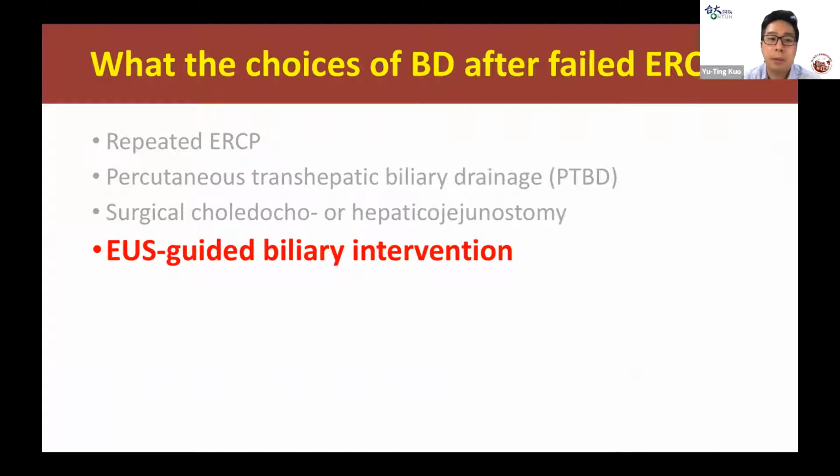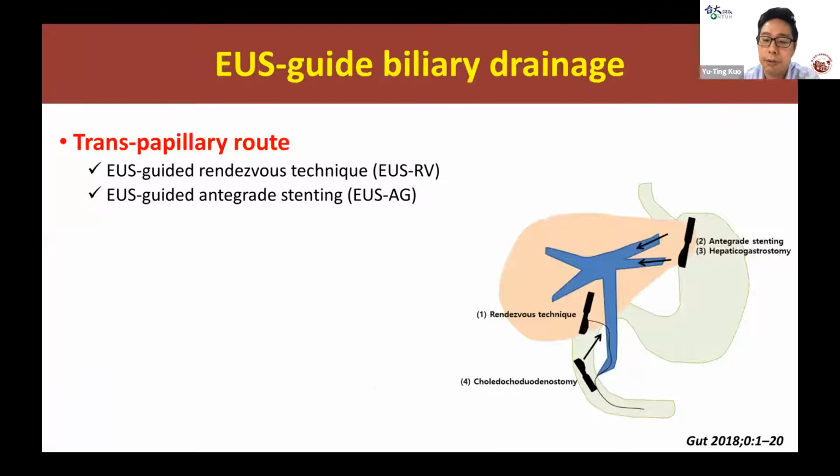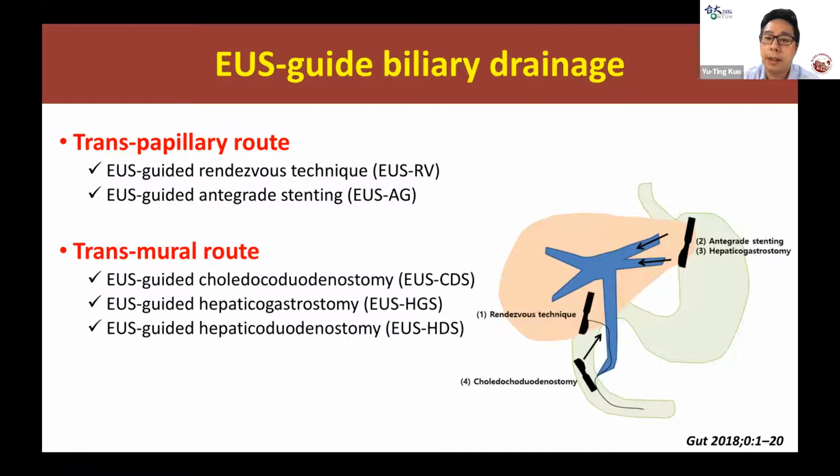Actually, there are different kinds of methods, and I will introduce them separately. The first is the transpapillary route. It means that you puncture the HD, CBD, or CHD, and you pass the guidewire, and then your stent goes across the papilla. It is called the transpapillary route. The other, which does not cross the papilla, is called the transmural route. We have the EUS-CDS, HGS, or HDS.